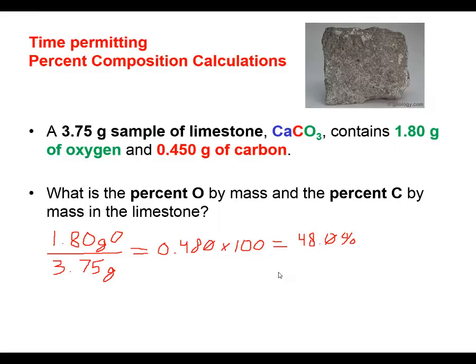If I want to find the mass percent of carbon, I'm going to use the same technique, except we had 0.450 grams of carbon in the limestone. So I'm going to go ahead and take 0.450 grams of carbon, divide that by the entire sample size of 3.75 grams. That gives me a mass fraction for carbon, which would be, in this case, 0.120 to three significant figures. Sorry, this is a 2. And if I want a mass percent, I merely multiply by 100. And we'd find the mass percent for carbon was 12% by mass.